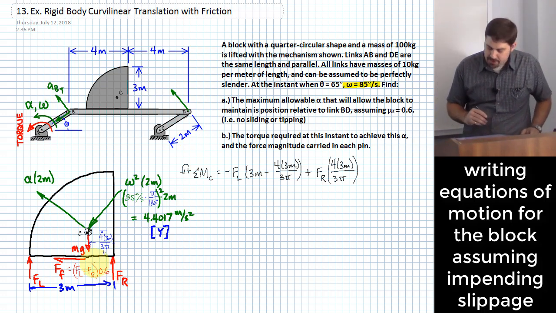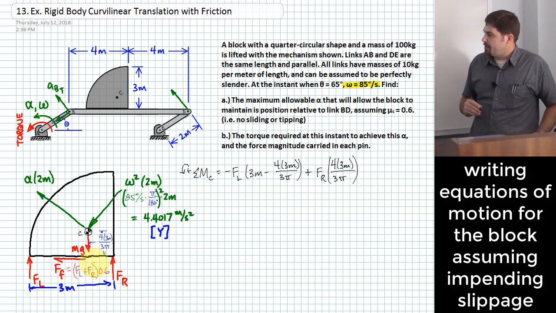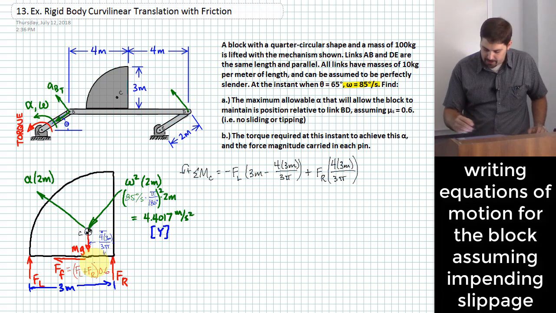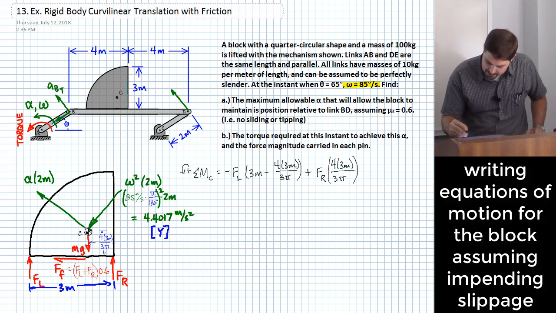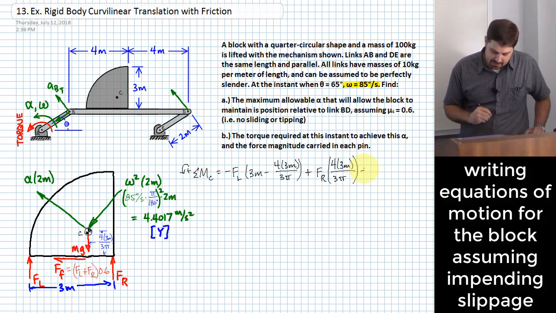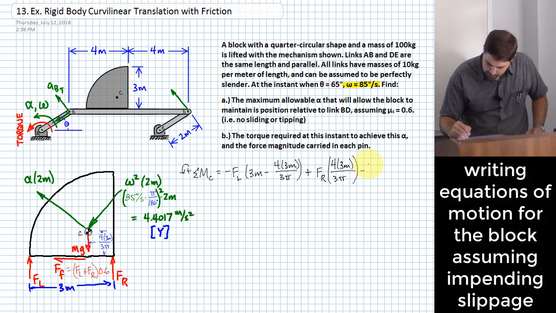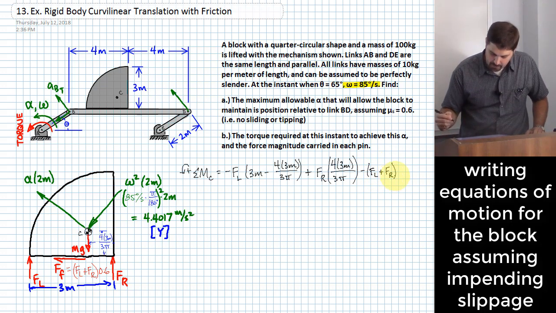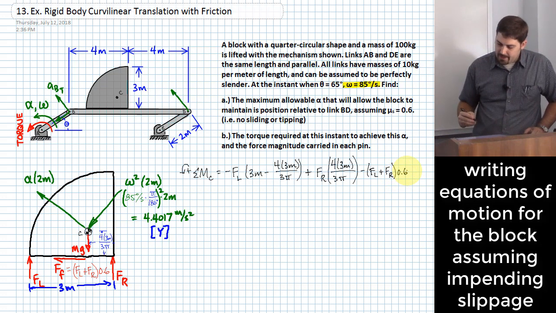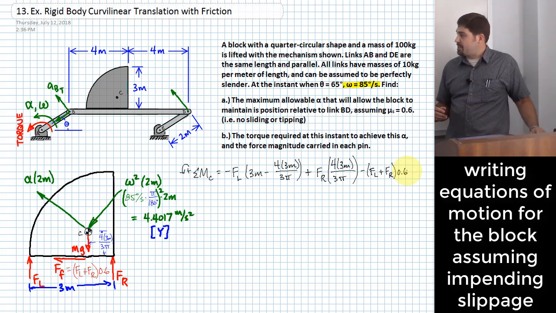What direction does that tend to rotate the body around the center of gravity? Clockwise, right? Which is opposite of my positive direction, so I'm going to take that to be minus. Here I'll put minus (FL plus FR) times 0.6. And then what do I need to multiply by? Because right now that's still just a force, and I'm summing moments.